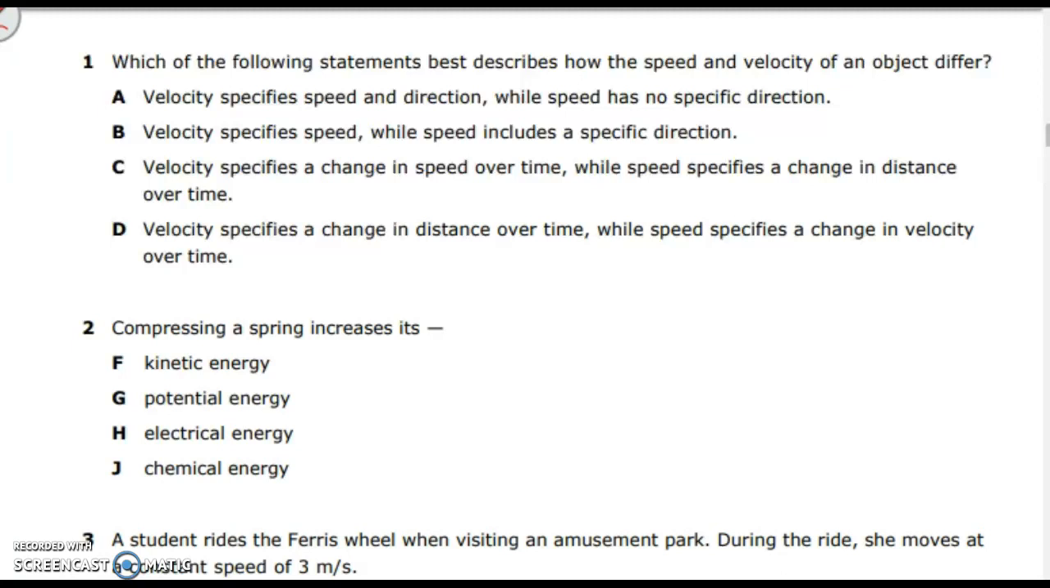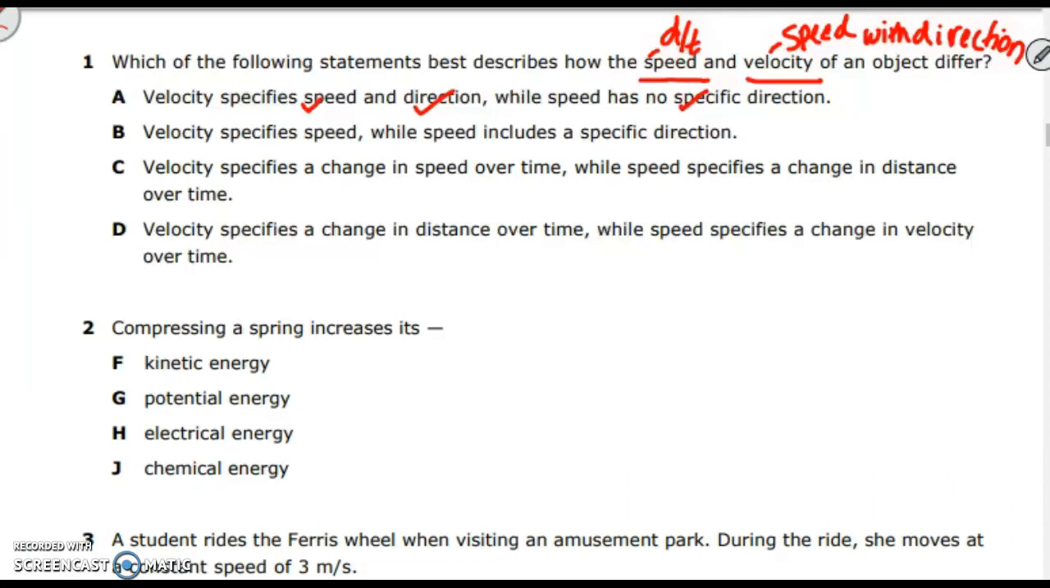Number one, which of the following statements best describes how the speed and velocity of an object differ? Well, we know speed is simply distance divided by time, and we know that velocity is the speed or distance divided by time with direction. That is the only difference between speed and velocity. So speed is distance over time, velocity is direction and speed. So letter A, velocity specifies speed and direction. Yes, it does, while speed has no specific direction. That looks like a good answer, but we're going to go ahead and check the rest of them.